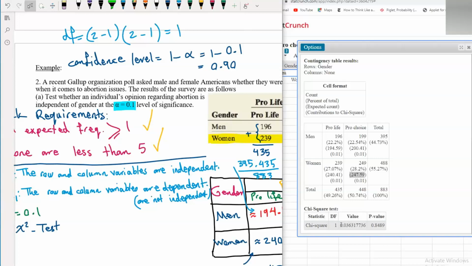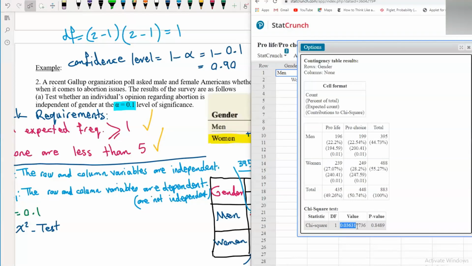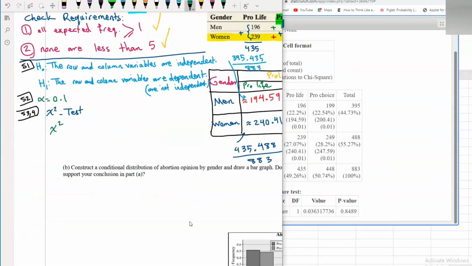And this value, 0.0363, this is chi-square. Rounding to 3, the answer is 0.036. And our p-value is 0.8489. So chi-square, I rounded, and the answer is 0.036. And p-value, I'm going to round to 3 again. So it's 0.849. Now that we have our p-value, so that is step 4.